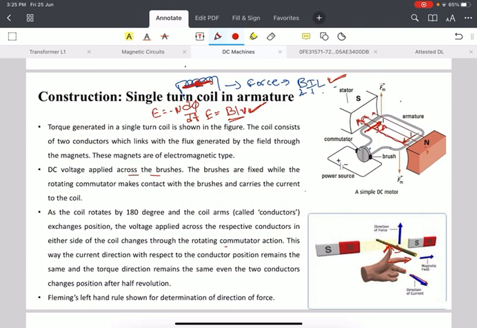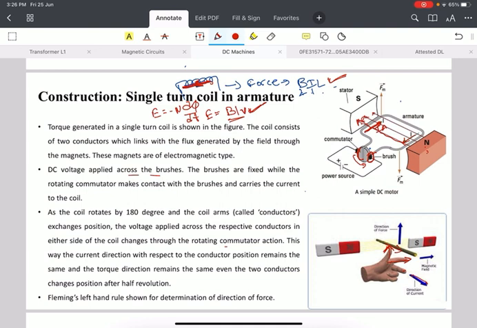Commutator action is basically, when this conductor comes to this side, it will be connected to the positive side, and as it rotates and comes to the other side, it will be connected to the negative side. This is commutator action, and it is connected to the supply with the help of these brushes. The commutator is rotating, whereas the brushes are fixed in nature. As the coil rotates 180 degrees, the commutator will exchange the voltage position. That means this will be connected to the positive and this will be connected to the negative.